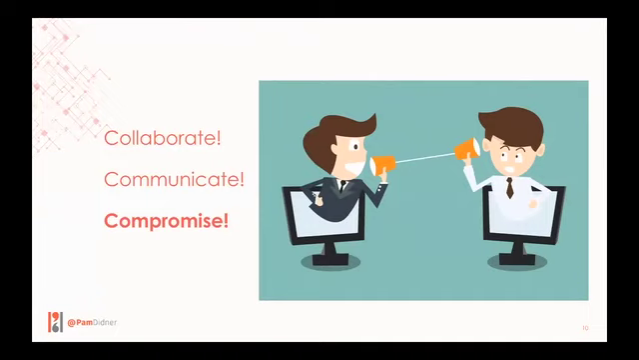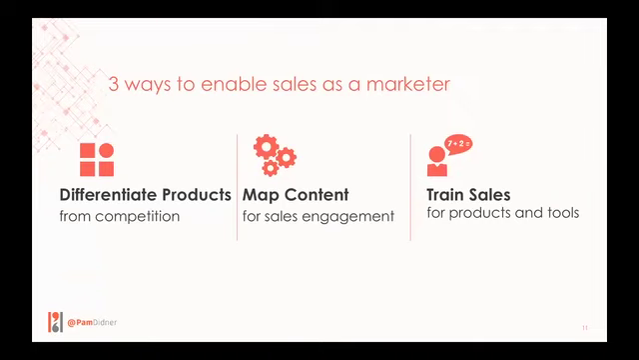Wonderful. And with that being said, there are 3 ways. There are more, but for today, what I want to address, there are 3 ways as a marketer you can enable sales across the region. One is differentiate products from competition. The second one is map the marketing content for sales engagement. The third one is train sales for products and tools. Okay, I want to talk about each one of them.